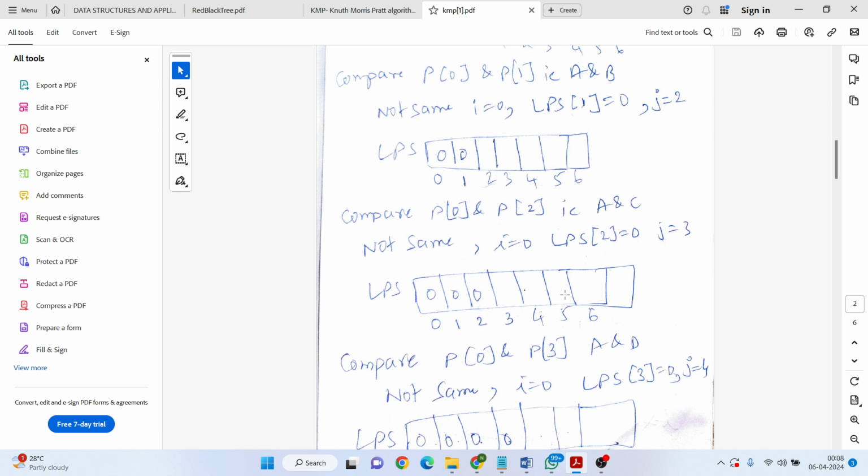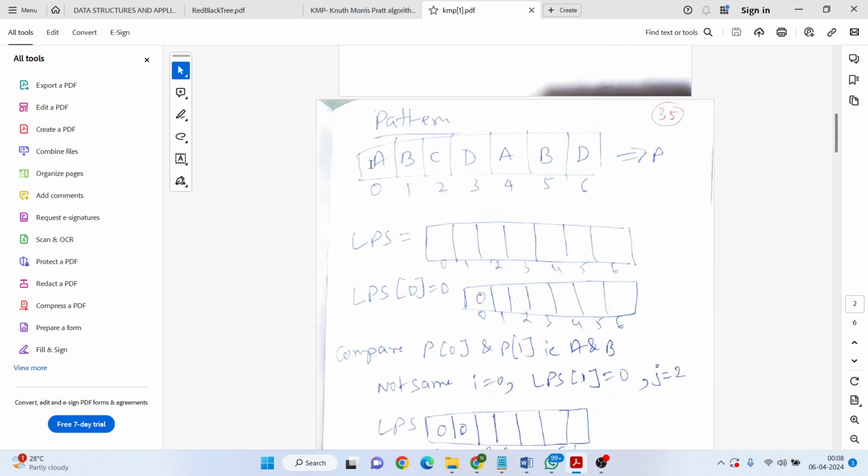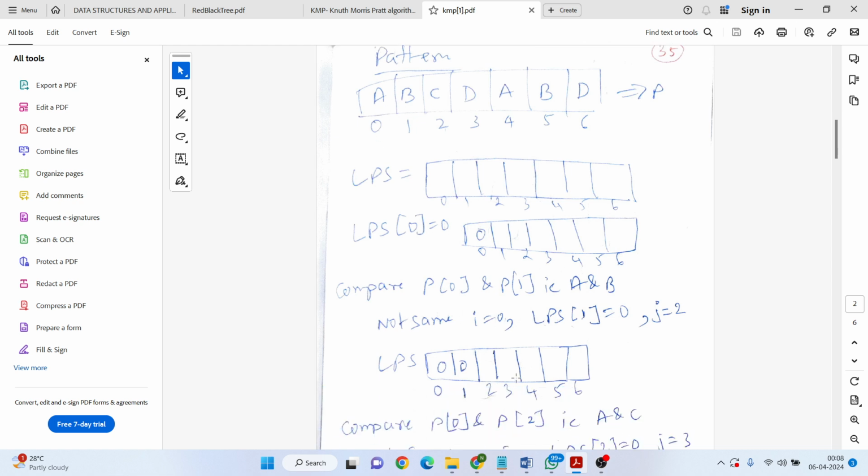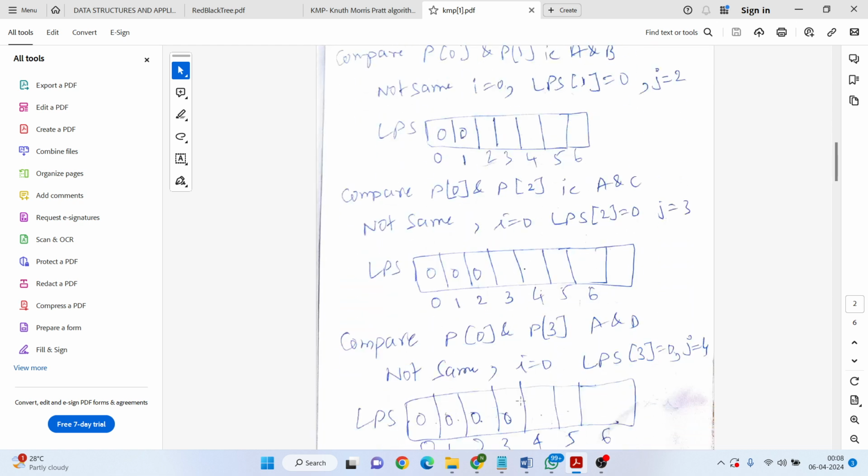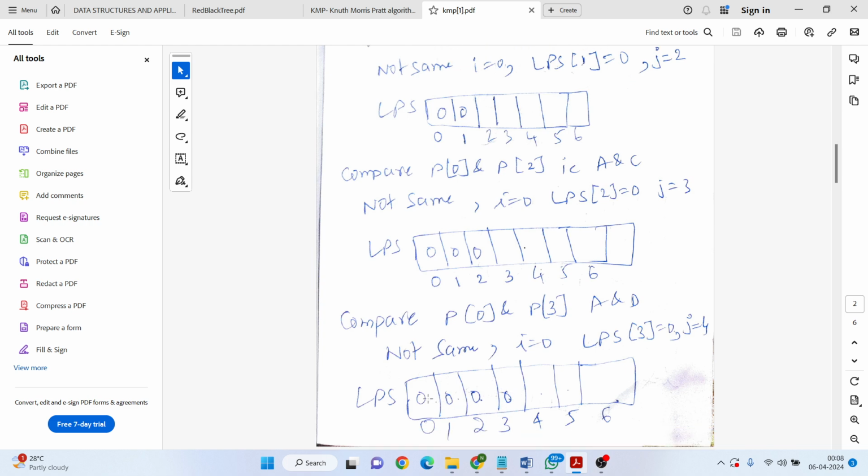j value is the fourth character. The location is 3, the fourth character to compare. That means A and D are compared. A and D are not same, i value is 0, so in that place you have to put 0. Now we have compared the first 4 characters, j value is incremented by 1, j becomes now 4.